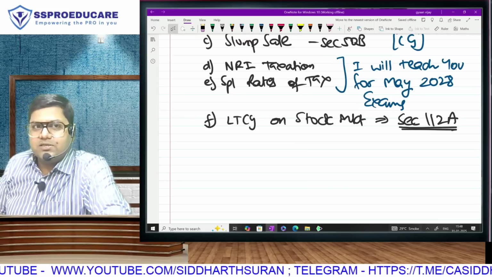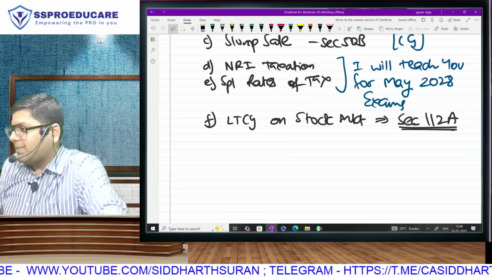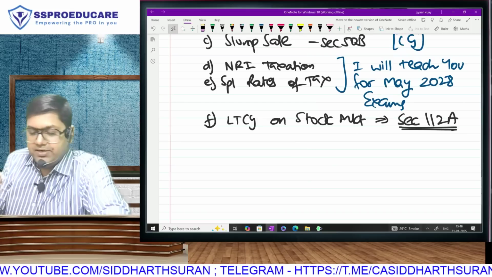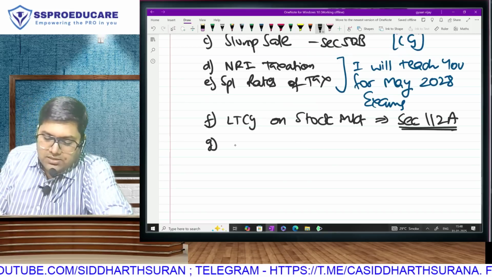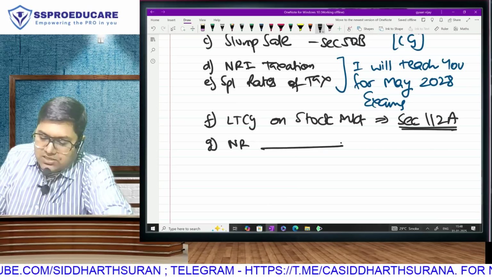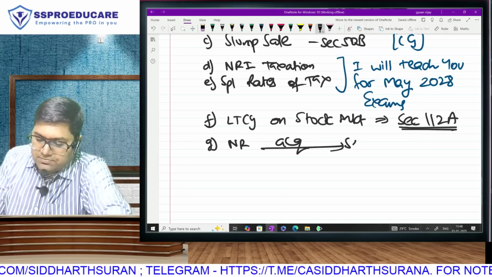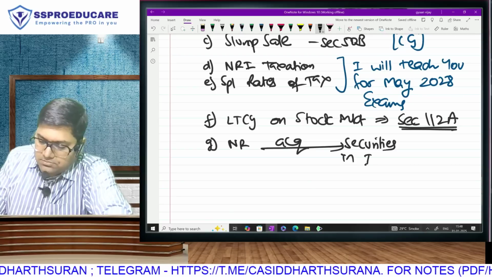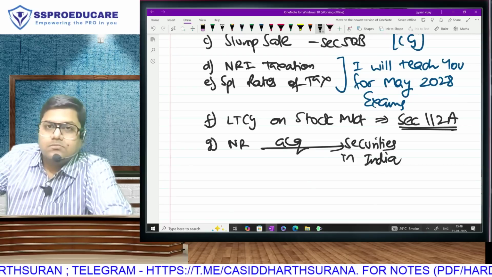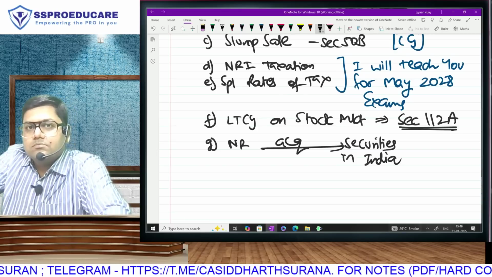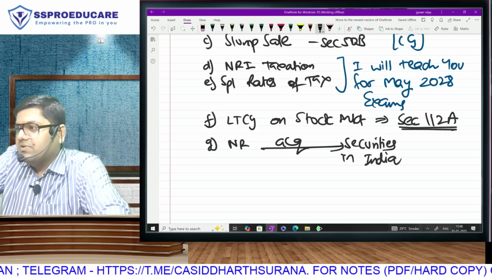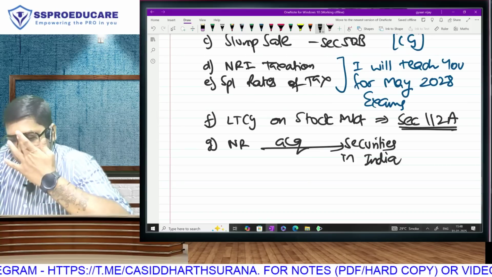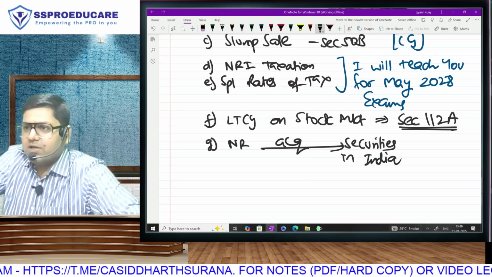Later in the chapter, this calculation of 112A will be taught to you in detail. Stock market calculation is also part of computation of capital gain: capital asset, taxable transfer, computation. We'll discuss this. Lastly, if a non-resident has acquired securities in India, we won't give indexation. So listed, unlisted, anything, we won't give indexation.